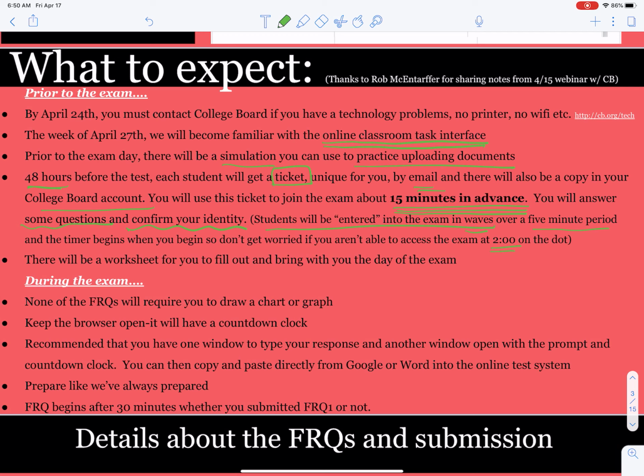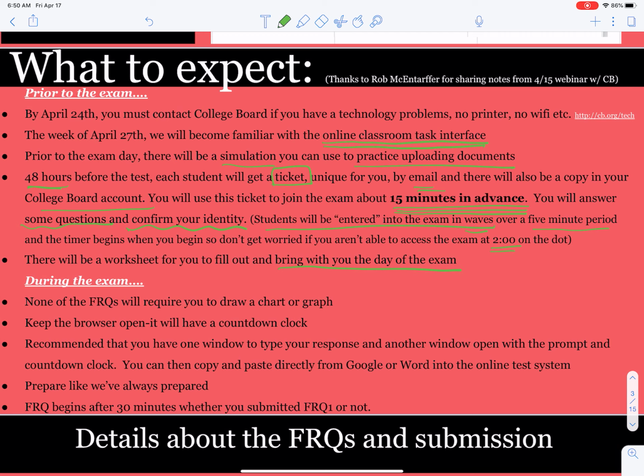Just be patient. As long as you're there and ready to go and you have all your information entered, you'll be able to start the exam on time. There will be a worksheet that they're going to give you prior to the exam, and please have that with you the day of the exam. It will probably be something to help prevent cheating and plagiarism of some type.